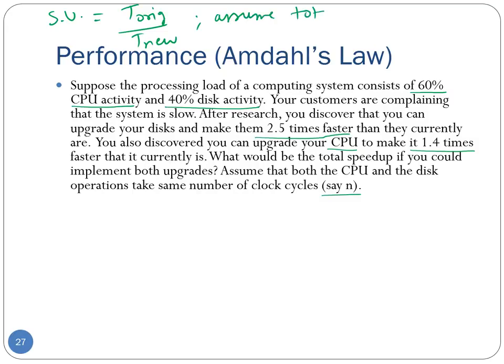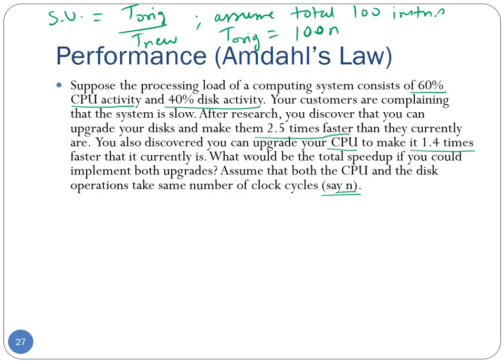Let's assume you need to execute a total of 100 instructions. To execute 100 instructions on the original machine, if each instruction is taking n cycles, the original time, T original, would be simply 100 multiplied by n, because each instruction takes n cycles, and each instruction is either a CPU or disk instruction. So this is the original time.